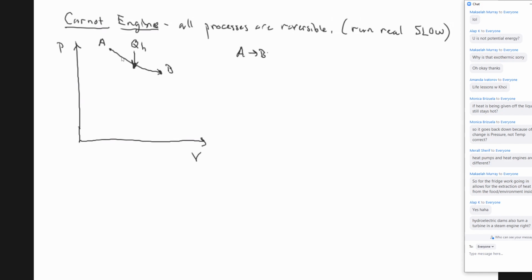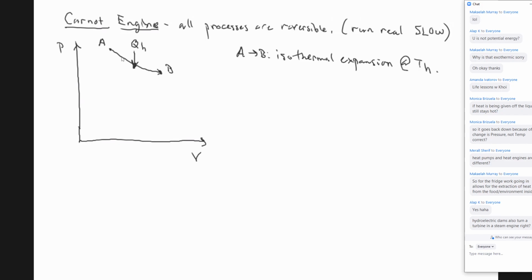We have an isothermal expansion. So we're heating that liquid and turning it into gas, but we're doing it really slowly at the same hot temperature.